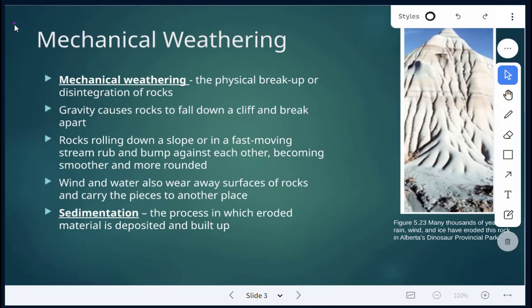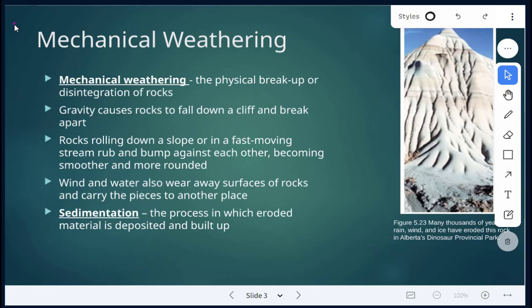Okay, so the first type we're going to talk about is mechanical weathering. This is the physical breakup or disintegration of rocks. So gravity can cause rocks to fall down a cliff. They'll break apart. Rocks that are rolling down a slope or in a fast moving stream, they'll rub and bump against each other. They'll become smoother.